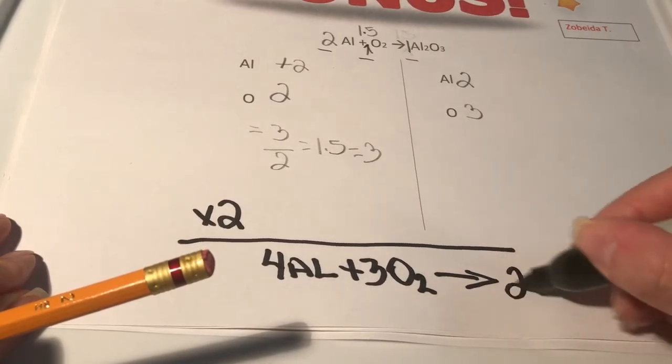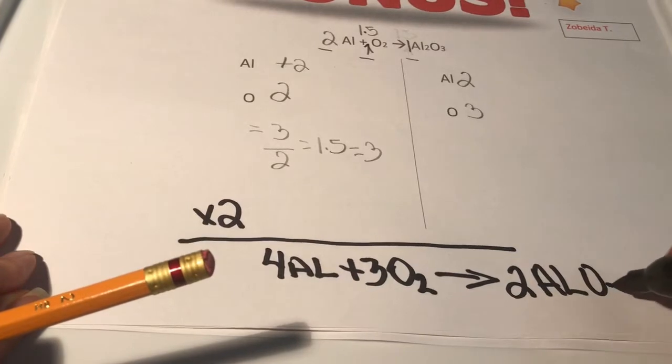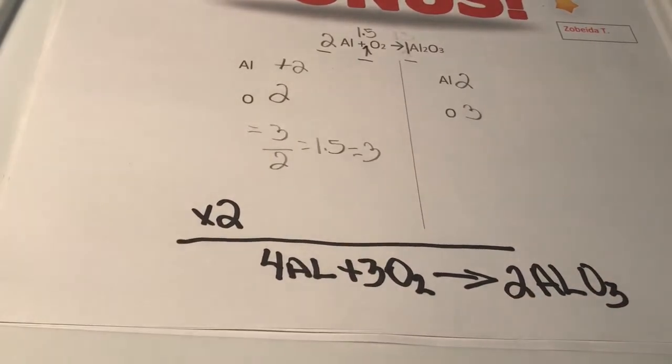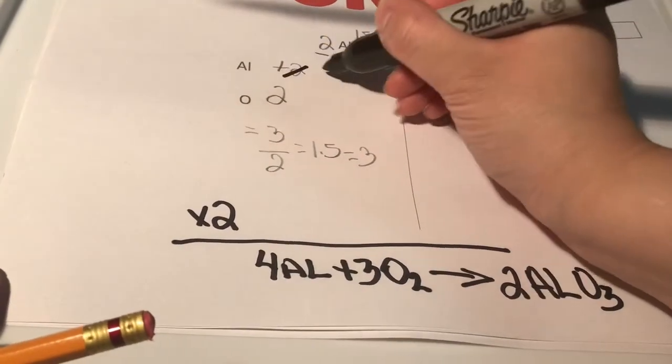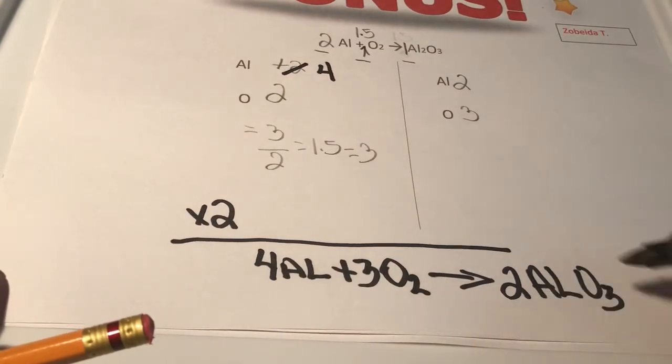And now the product side, 1 times 2 is obviously 2. So it's going to go ahead and balance everything. So now I have to change everything. How many aluminums? How many oxygens do I have? I see that my aluminum changes to 4. Oh, but I forgot my subscript.